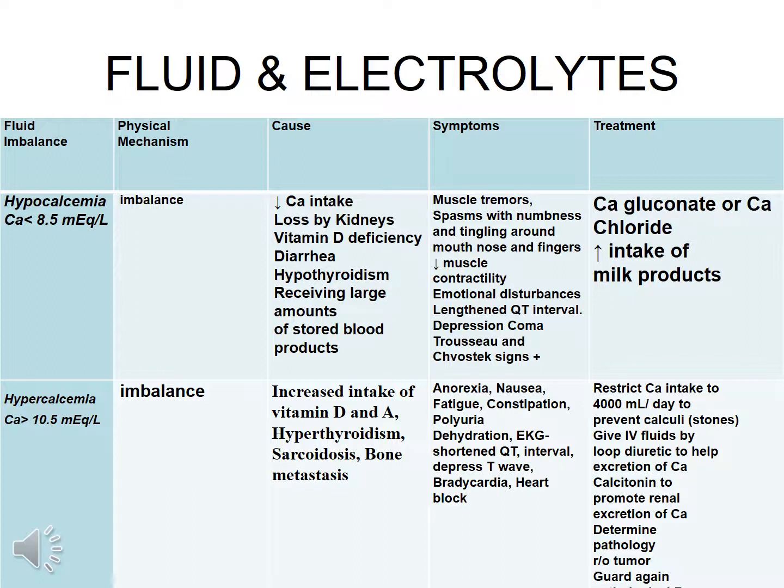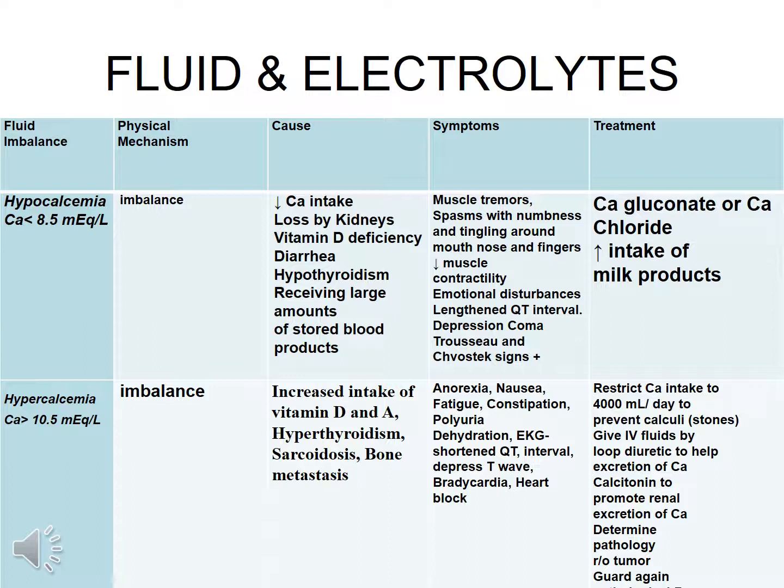Individuals that have hypercalcemia, or a high level of calcium, have a fluid and electrolyte imbalance. Some of the causes are increased intake of vitamin D and hyperthyroidism, and disease processes such as bone metastasis or sarcoidosis. Some of the symptoms are anorexia, nausea, fatigue, constipation, an excessive amount of urine such as a diabetic, polyuria, dehydration, EKG changes, low heart rate, and even heart block.